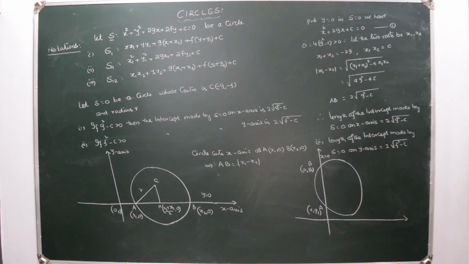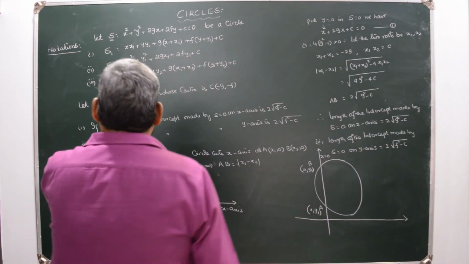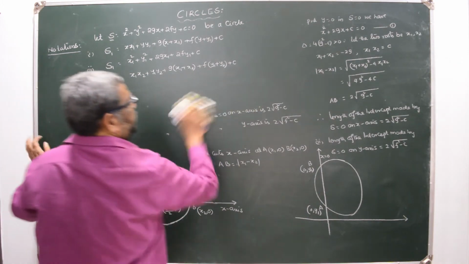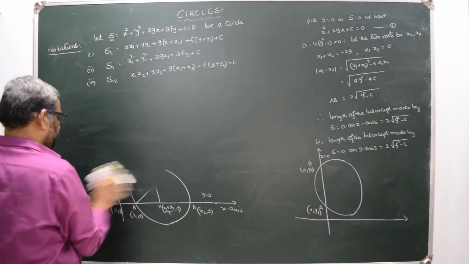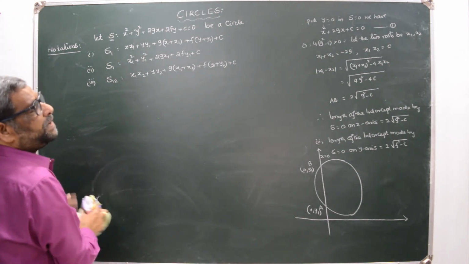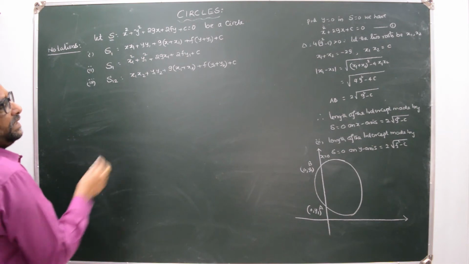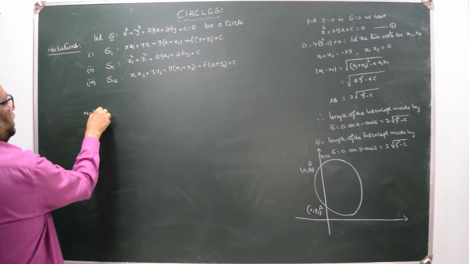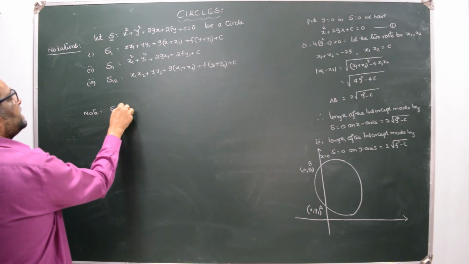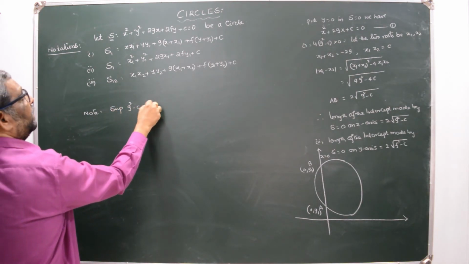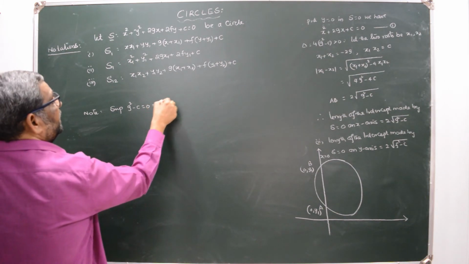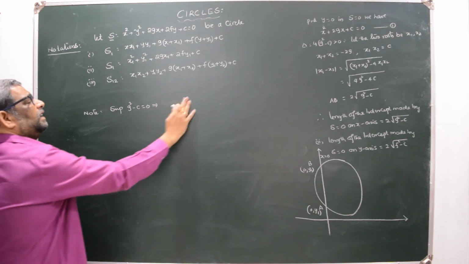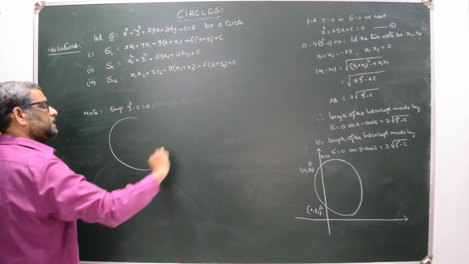Now, if g square minus c equals 0, what happens? Now I go through a few points to be noted. The intercept made by the circle on the x-axis is 2 into root of g square minus c. Now note, suppose g square minus c equal to 0, this implies the length of the intercept is 0. That means it is also not necessary, you consider the circle like this.